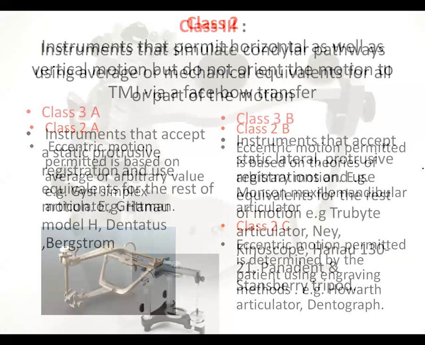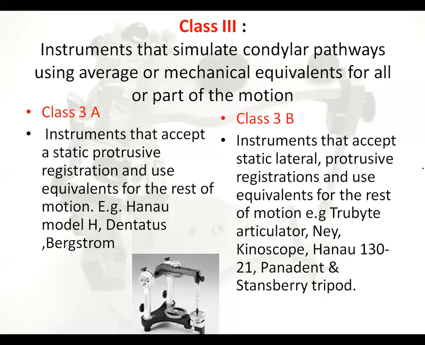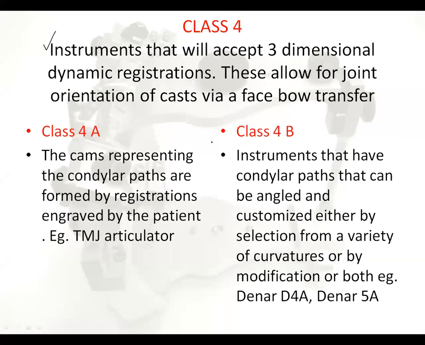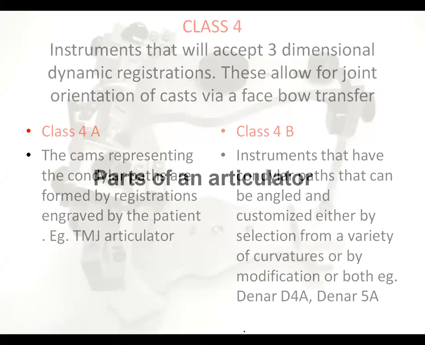Class 3 articulators are again divided into 2 categories, class 3A and class 3B, depending upon the condylar pathways, using average or mechanical equivalents for the movements. Class 4 accepts all the records and face bows also, and it registers the dynamic motions of the maxilla and mandible, which can be recorded in the patient's mouth, and we can simulate the same in the articulator. It is again divided into 2 categories: class 4A and class 4B. So these are the basic classifications of articulators.